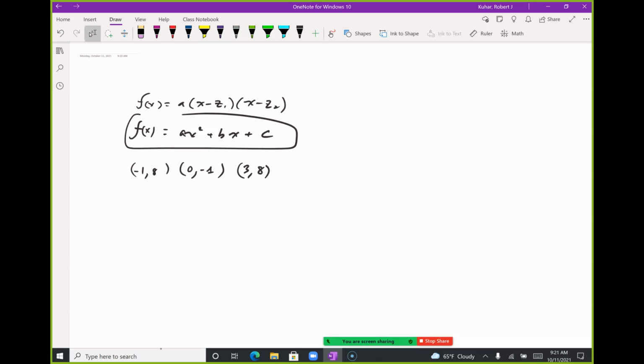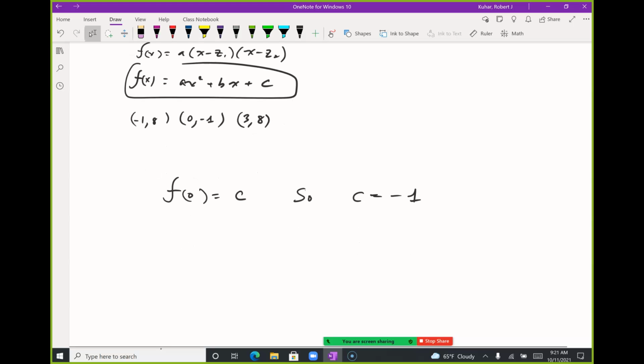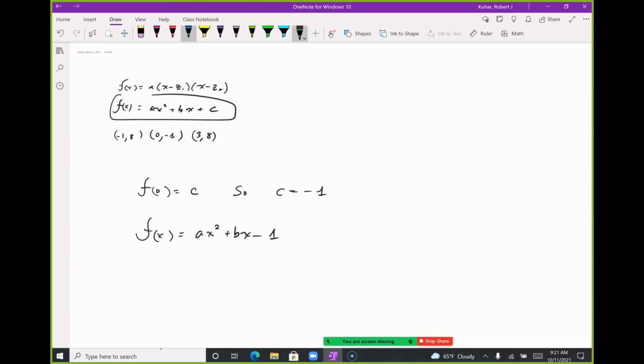So this is a cool problem, but I already know f of 0 is c, so c must be negative 1. We already knew that c was the y-intercept. So f of x is now ax squared plus bx minus 1. Now I'm going to plug in my other 2 points, and I'll get a system of equations.